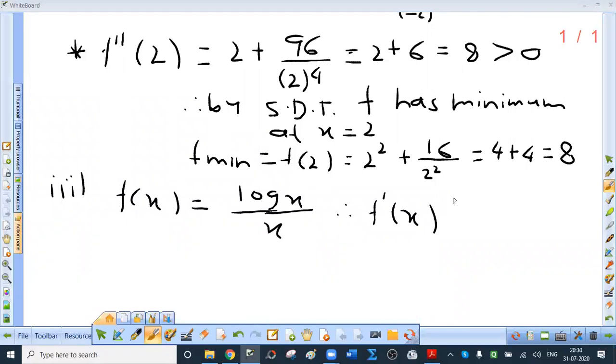See, this is local minimum. I am not saying this is the least value. So in that neighborhood of both 2 and minus 2, the function has minimum value at that particular point.